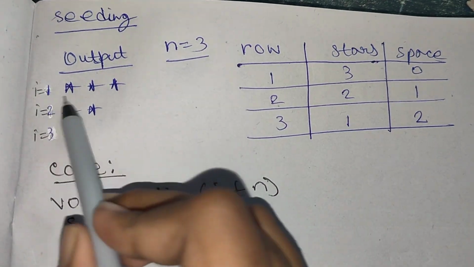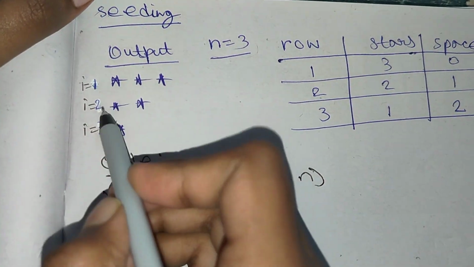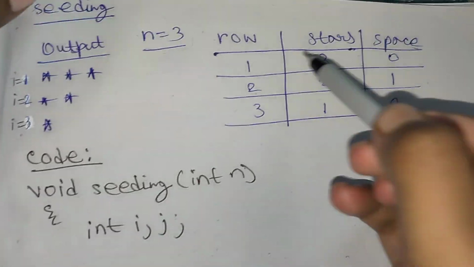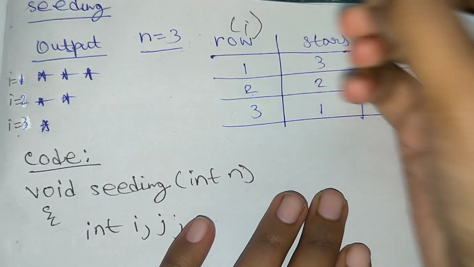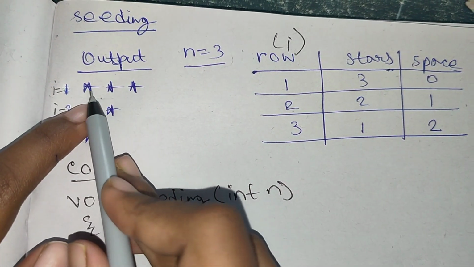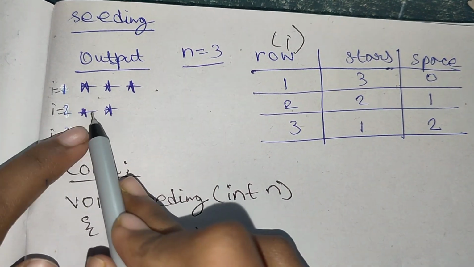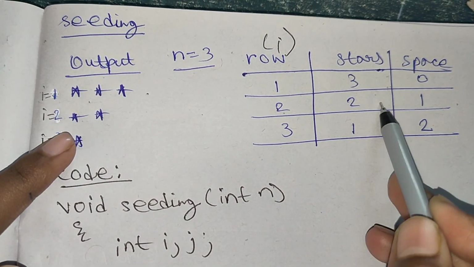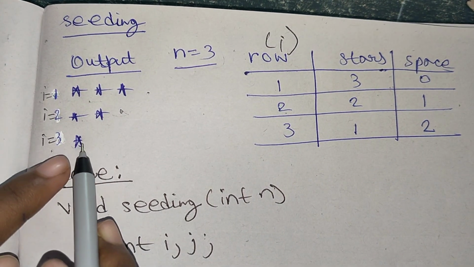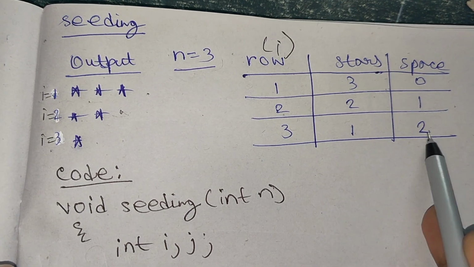And you have to find the output as this, and the size is 3. So there are 3 rows, as we can see. I is for rows and j is for columns. Here, the row is I, as we denoted I as rows. Now we can see that in the first row there are how many stars? 3 stars and 0 spaces. In the second row there are 2 stars and 1 space. Here is the space. And in the third row there is 1 star and 2 spaces.